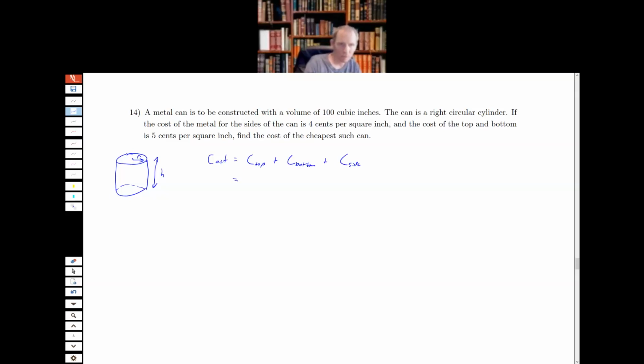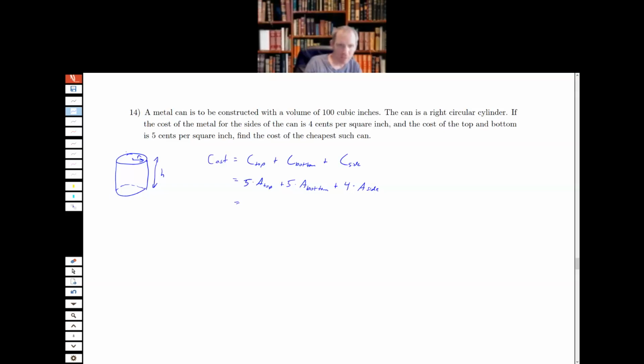Okay, so for the top, the metal is 4 cents per square inch, so I have 4 times the area of the top. For the bottom, it's 4 times the area of the bottom. And for the side, oh, I have that mixed up. The side is 4 cents, the top and bottom is 5. Okay, so for the side, it's 4 times the area of the side.